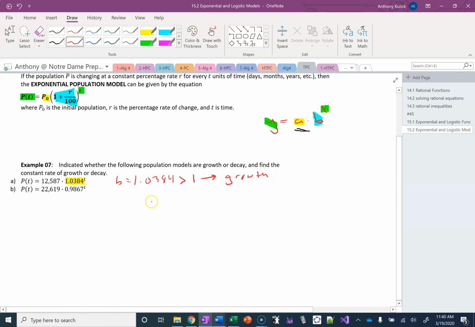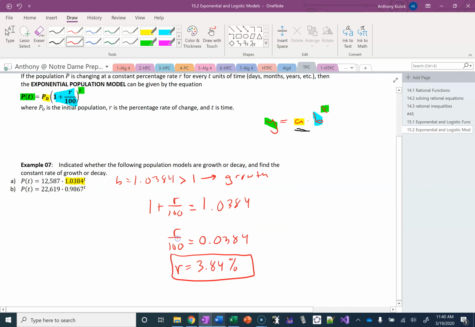Now to solve for r, I'm going to say 1 plus r over 100 has to equal this value for b, 1.0384. When I subtract 1 from both sides, I get 0.0384. When I multiply both sides by 100, I get 3.84. And r is written as a percentage. We notice that that's a positive value, which matches up with the idea that this is growth.